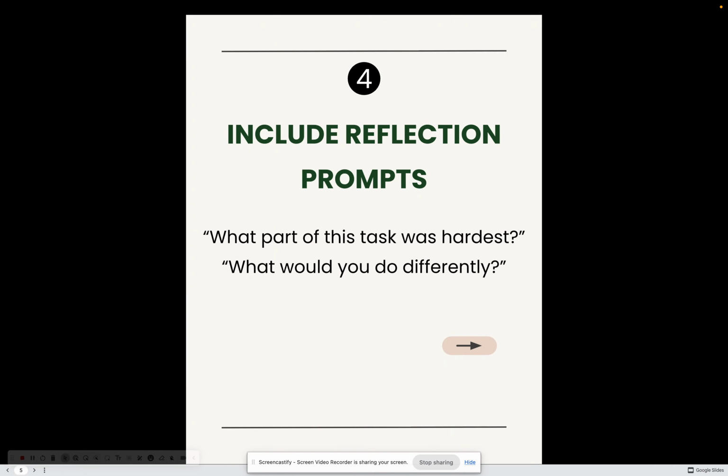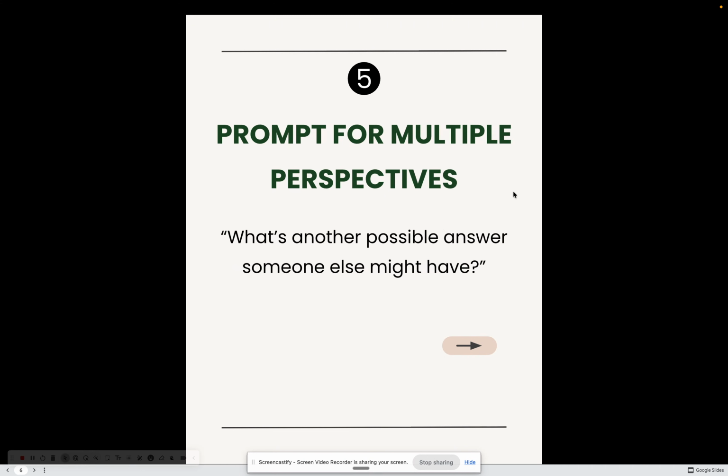Students can think about maybe what part of this task was the hardest, or what would they do differently next time. And instead of just settling on one correct answer, students can really use these to reflect back on, what was that hardest part, or what would I do differently if I was to restart and start at the beginning. Number 5 is to prompt for multiple perspectives.